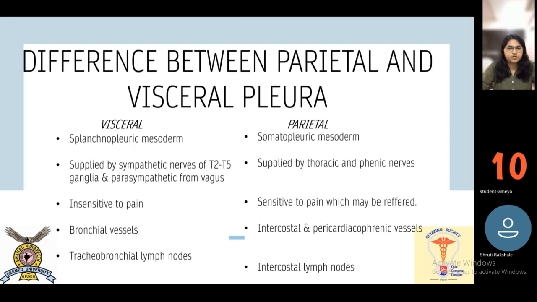Vessels: bronchial vessels supply the visceral pleura, and intercostal and pericardiophrenic vessels supply the parietal pleura. The tracheobronchial lymph nodes drain the visceral pleura and intercostal lymph nodes drain the parietal.